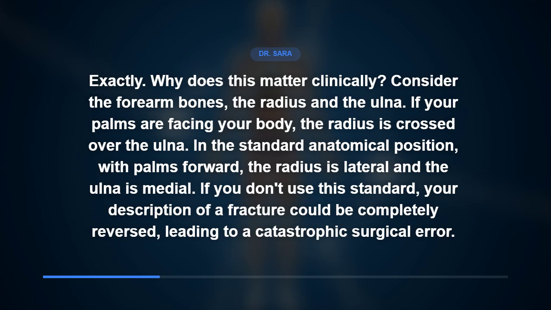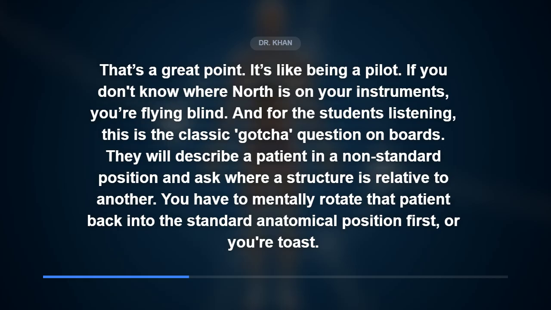Exactly. Why does this matter clinically? Consider the forearm bones, the radius and the ulna. If your palms are facing your body, the radius is crossed over the ulna. In the standard anatomical position, with palms forward, the radius is lateral and the ulna is medial. If you don't use this standard, your description of a fracture could be completely reversed, leading to a catastrophic surgical error.